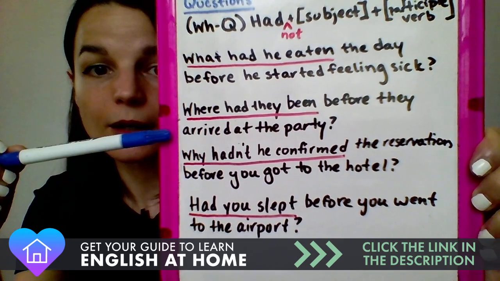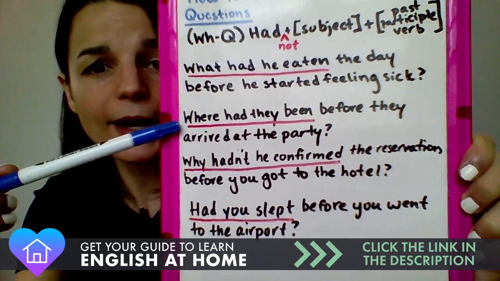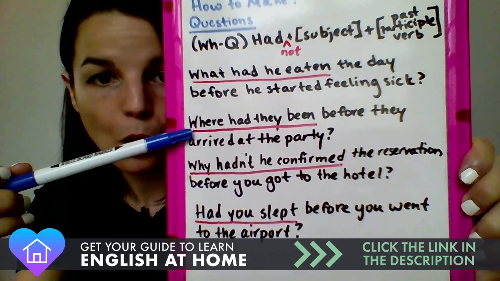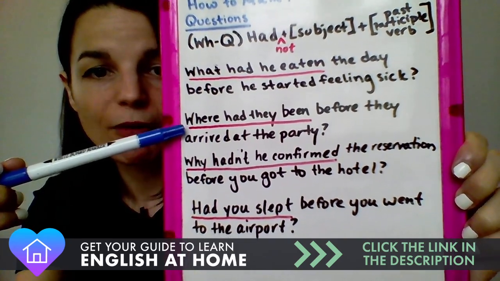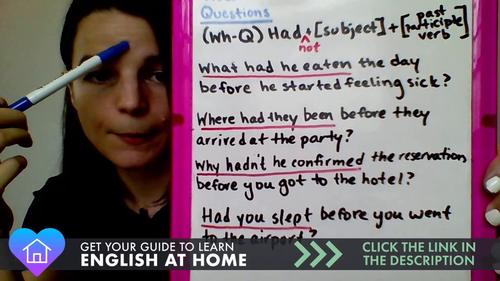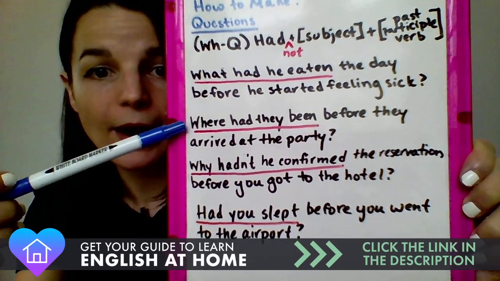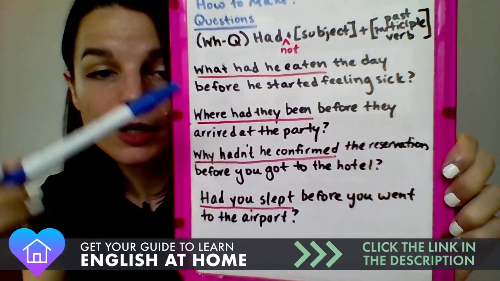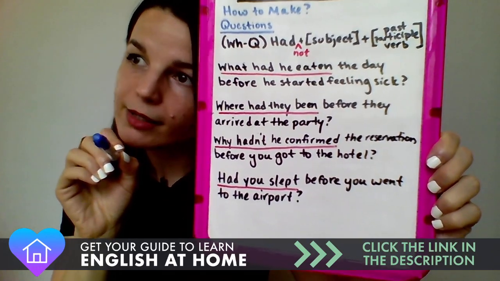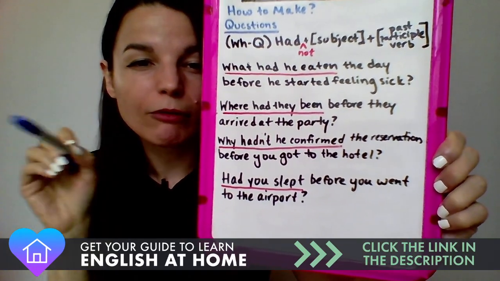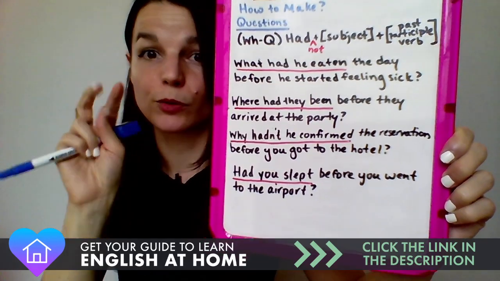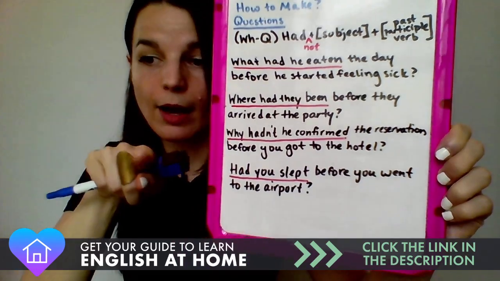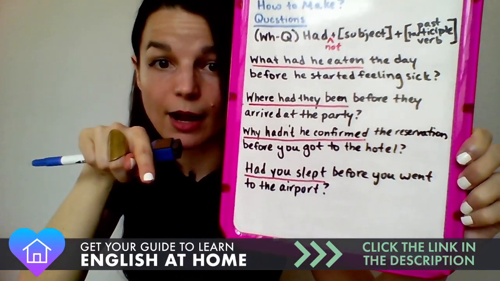Let's try it with another example question. Where had they been before they arrived at the party? So again, where had they been is the past action. This action, they arrived at the party, but we want to ask, where were they before that? So we want to ask about those two things at the same time. We use past perfect to do that. Where had they been before they arrived at the party?